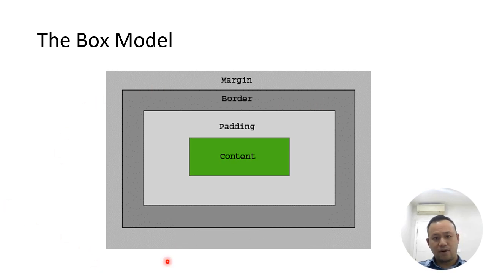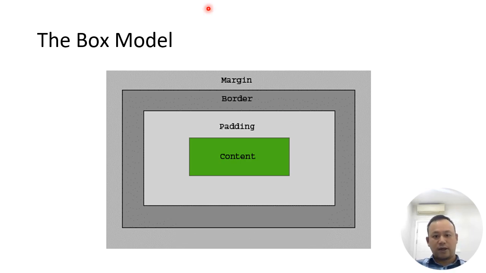For the box model, all HTML elements can be considered as boxes. In CSS, the term box model is used when talking about design and layout. The CSS box model is essentially a box that wraps around an HTML element. It consists of margin, border, padding, and content. This image enlarges the construct of the box model.